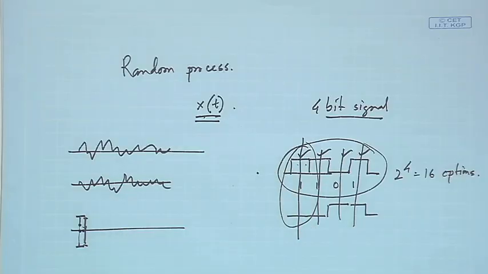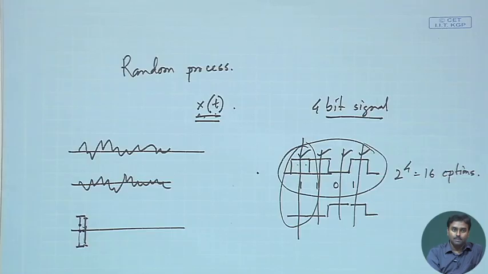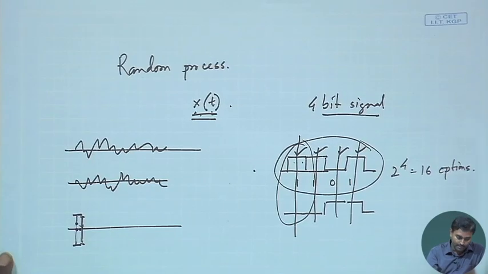Whatever it is, we say that these signals are represented by x(t) because there is a variation in time, whereas at every time instant it is a random variable. So, that is what a random process is.